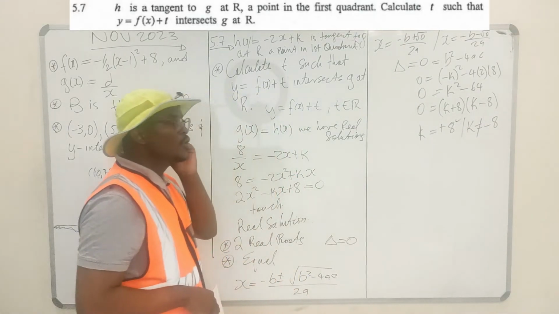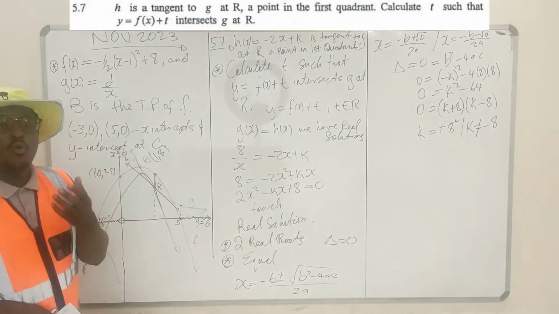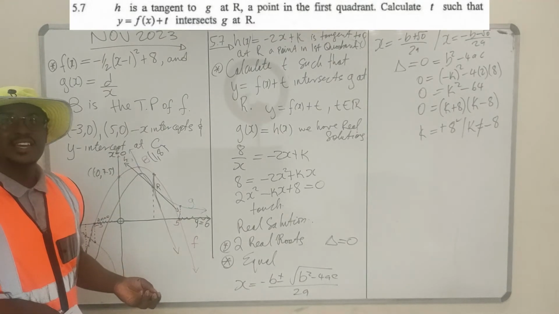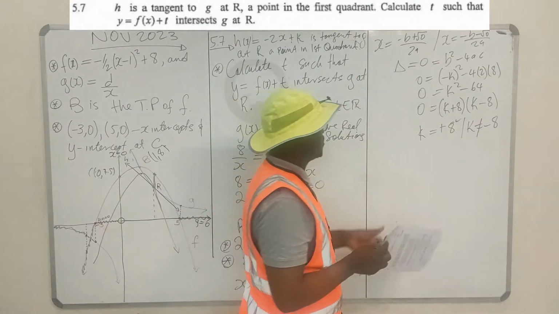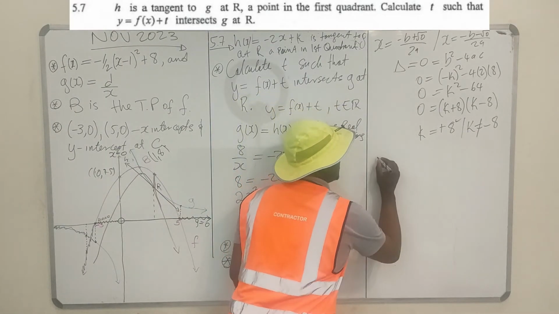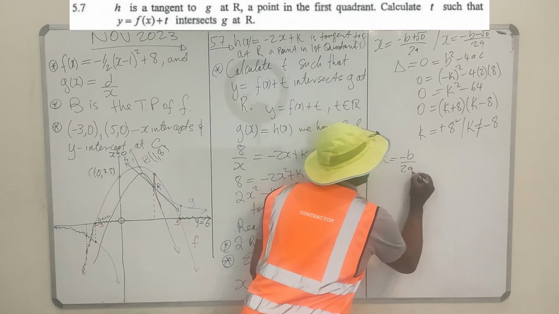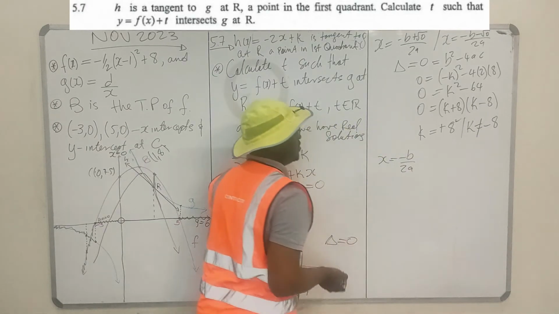So now, we need to find where these two functions of ours are meeting. The x value where they intersect. We said the solution is that. We said the solution is what? x equal to negative b over 2a. Actually, it is just this.